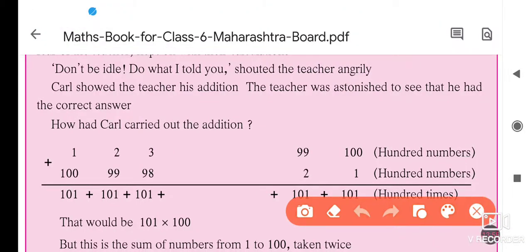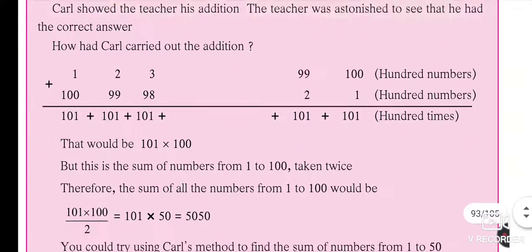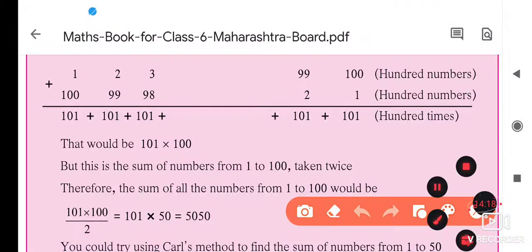So don't be idle, do what I told you. His teacher scolded him, but Carl said he would just do the work as told. So Carl showed the teacher his addition. The teacher was astonished to see the correct answer, and he had done it within two or three minutes. So what trick had he used?